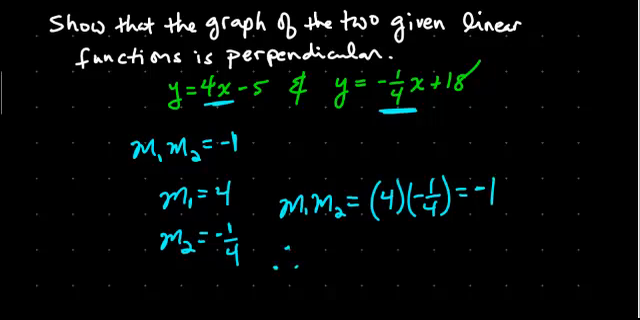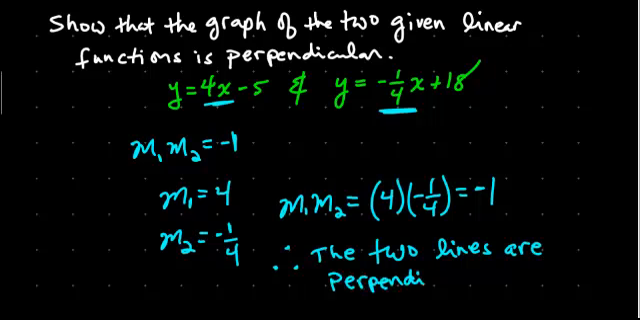Therefore, the two lines are perpendicular. Okay, so again, simple process to test if two lines are perpendicular. Find their slopes, multiply them together. If you get -1, perpendicular. If it's not -1, they are not perpendicular.